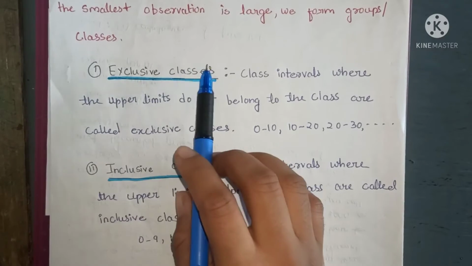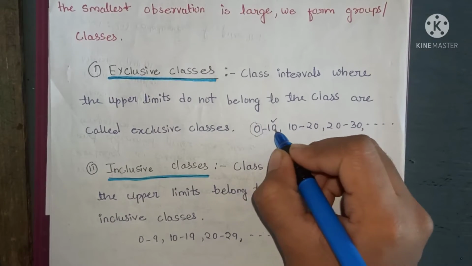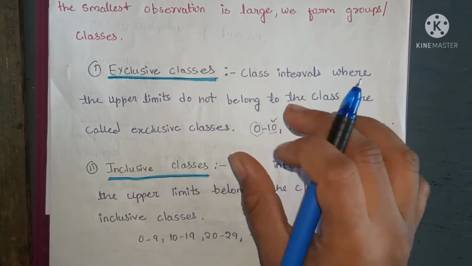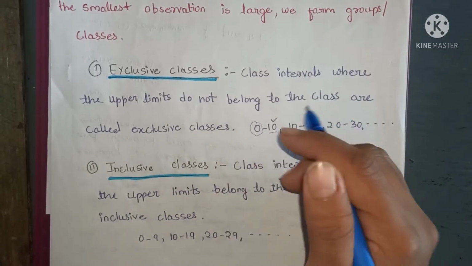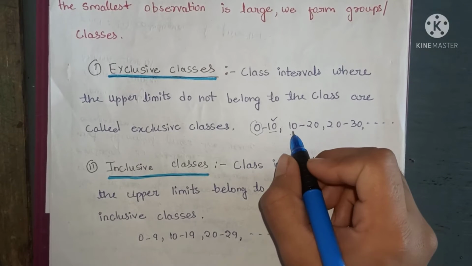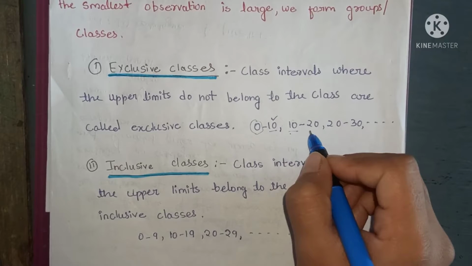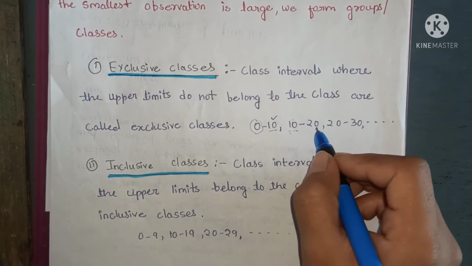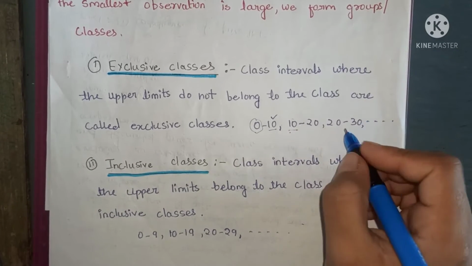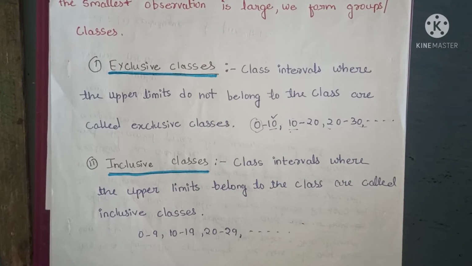So in an exclusive class, this is the lower limit, the small one, and this is the upper limit of this class. So in this class, 10 is not included in this group. Now if we go into the next class interval, 10 to 20, now 10 is included here. Now in this group 10 is included, but 20 is not included because 20 is the upper limit here. Now if we go into the next class interval, this 20 is included here, but 30 is not included. In this way we carry on.